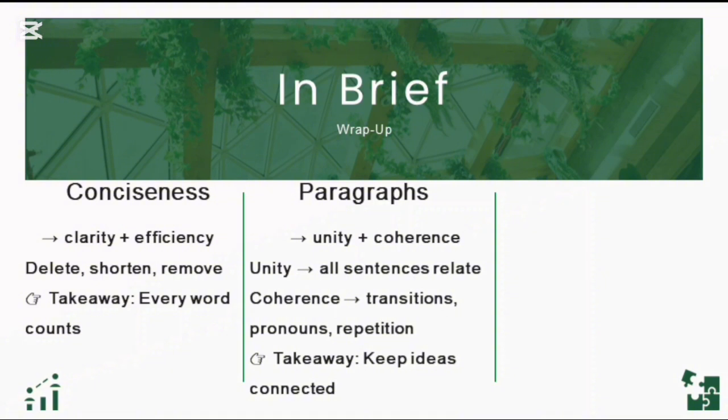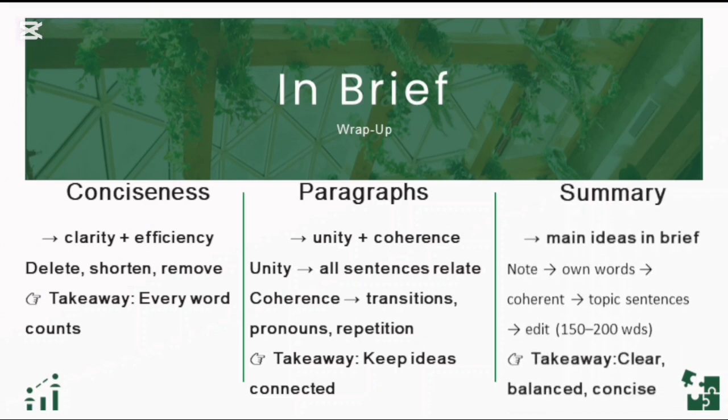Unity is when all sentences are related. The relationship expressed within a sentence is logical and well expressed. Coherence means that one sentence is related to the next sentence, also logically, using transitions, pronouns, or repeating keywords. So keep ideas connected within sentences and across sentences.